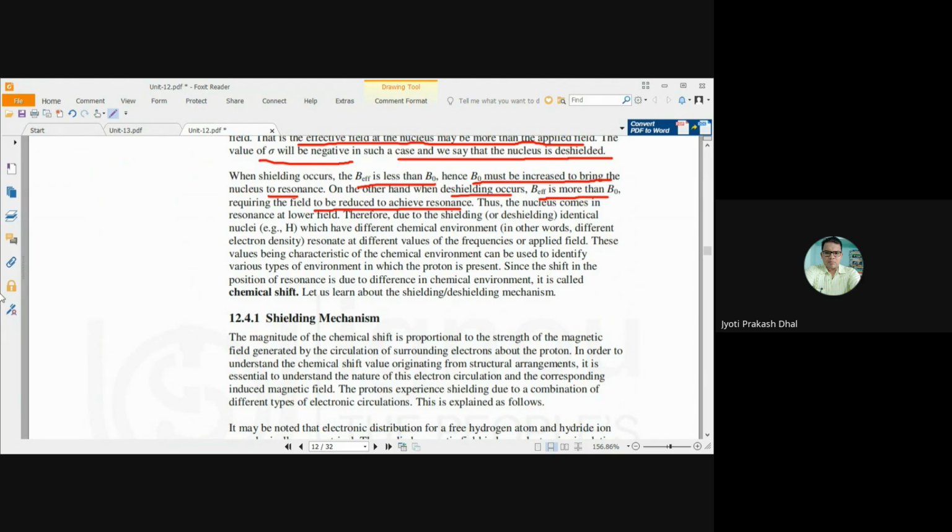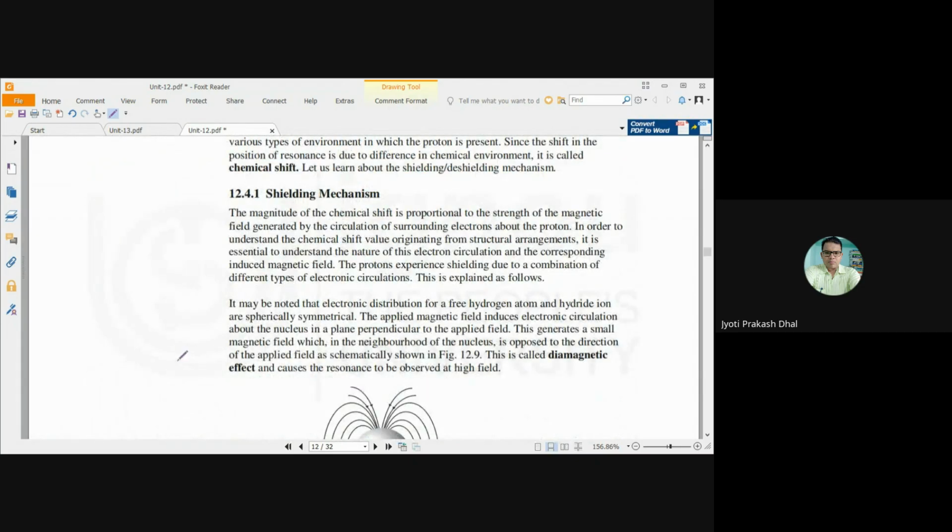Since the shift in the position of the resonance is due to the difference in the chemical environment, it is called chemical shift. Now first, we'll discuss the shielding mechanism. The magnitude of the chemical shift is proportional to the strength of the magnetic field generated by the circulation of surrounding electrons about the proton. In other words, to understand the chemical shift value originating from the structural arrangement, it is essential to understand the nature of the electron circulation corresponding to the induced magnetic field. So, the protons experience shielding due to a combination of different types of electronic circulations.